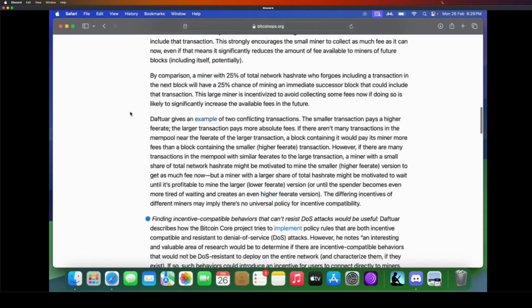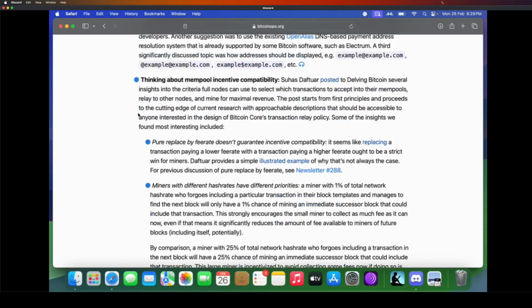So, this post basically asks the question of whether there is a deterministic algorithm that assures, at every given point in time and in every given scenario, that the miner can use it to ensure that he is maximizing the potential fee available for him, right? And the answer is that this problem, to date, is unsolved.